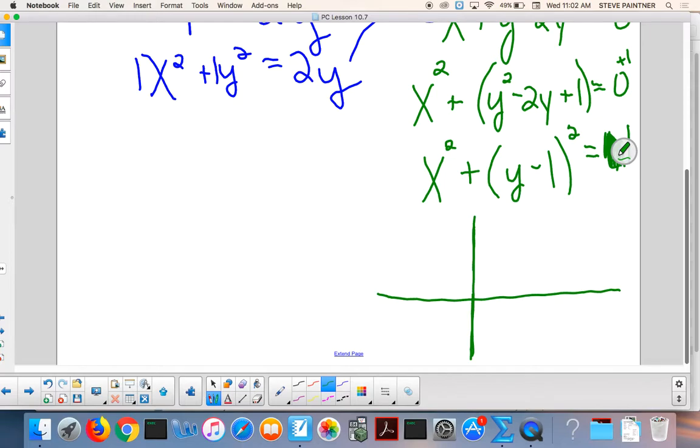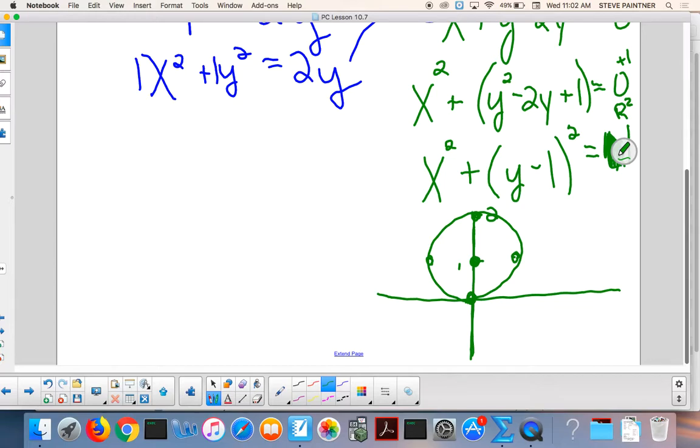Now, if I did a quick sketch of that, where is the center of my circle? 0, up 1, sorry, you're right. Right there. And then what's the radius? I have a 1 here. Remember, this is r squared. So it's 1. The radius is 1. Up to 2, down to 0, right, left. It's a circle positioned about right there. And that's it.